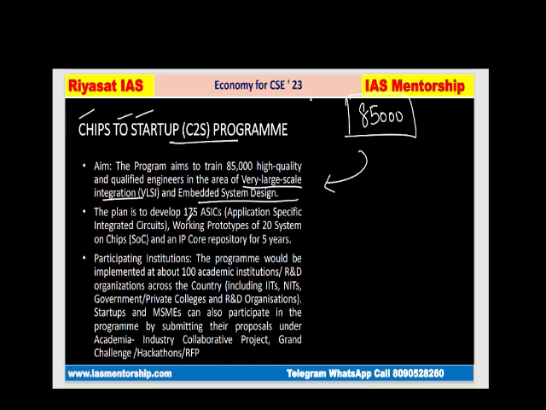Basically, we are doing it to develop 175 ASICs. What is ASICs? Application specific integrated circuits. Clear? Working prototypes of 20 system on chips and IP core repository of 5 years. Chips to startup focusing on the chips. Who will be participating? It will be implemented at 100 academic institutions and R&D across the country. It will include IITs, NITs, government and private colleges, okay?